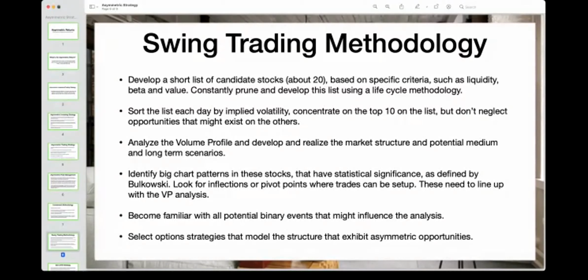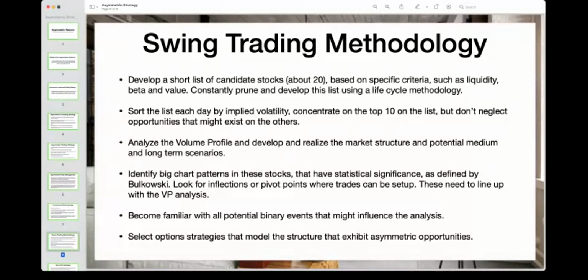But we're constantly pruning this list and testing. Other things might come in. Market conditions may change. So for instance, we might go from a good market to a bad market. When you go to a bad market, you might gravitate more towards consumer staples. You go to a good market, you might gravitate more towards technology. We sort the list each day by implied volatility, and we concentrate on the top members of that list, but we don't neglect the other opportunities because there might be something else in there.